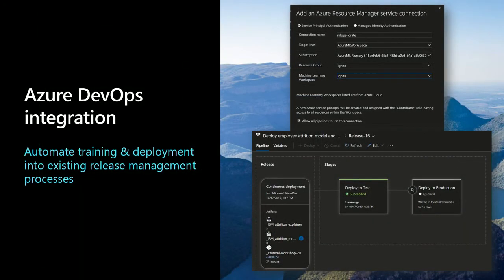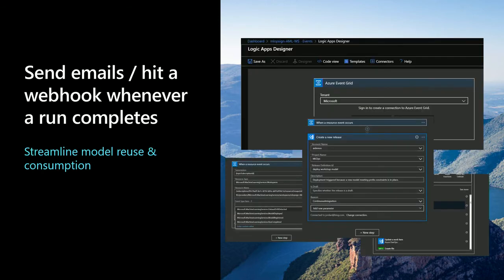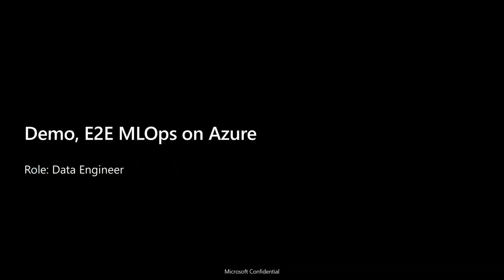Cool. So I was just showing off a couple of things there. There's integration with Azure DevOps to automate training and deployment into your existing release management process flows. And then we've got integration with Event Grid. And one example there, I think I showed off this one, but send emails or hit a webhook when an experiment's done so that I'm aware there's a new model, or I need to go look at the results of this experiment. And then you can also do some more stuff on the data engineering and data quality side.